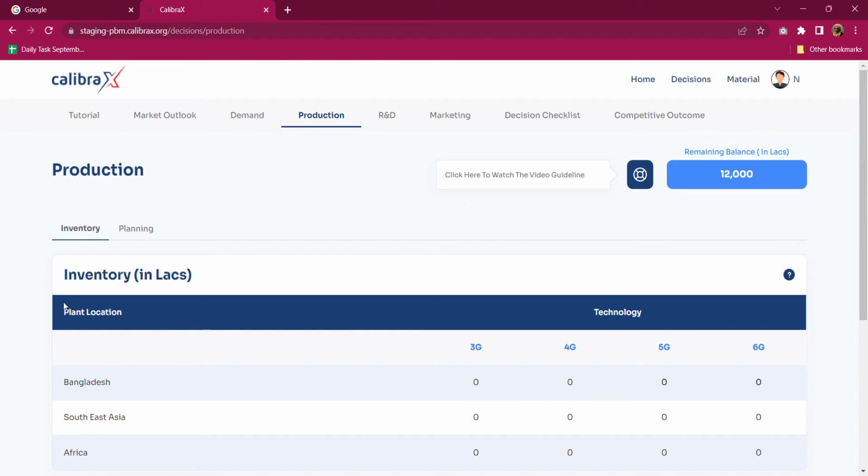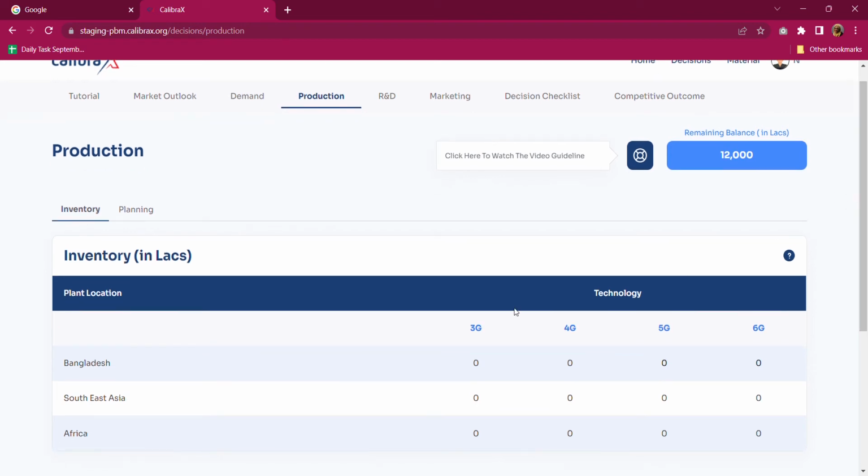Production tabs navigate two different activities: one is inventory management and the other is production planning. Inventory includes the number of unsold units for each market in the last round. Units are always sold first from the inventory rather than from the new production. There is no inventory for any of the markets or any technology at this round.